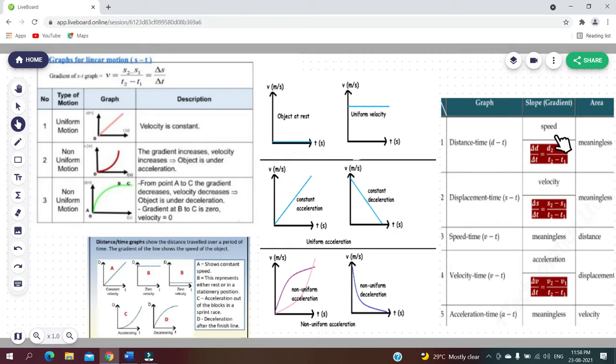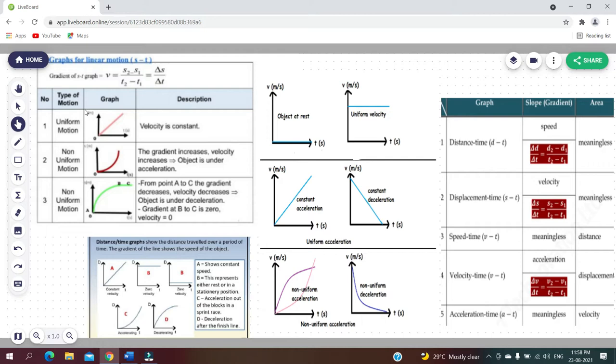So the slope of a distance time graph gives us speed, and the slope of a displacement time graph gives us velocity. Velocity is equal to change in distance upon change in time, s2 minus s1 upon t2 minus t1. Now suppose for this graph we have just said that velocity is constant. Now if we are being asked to find out this constant velocity by looking at this graph, how can we do it? What will we do?